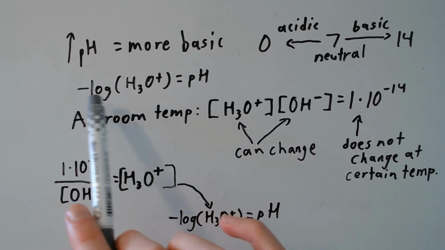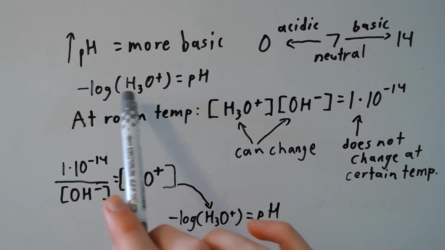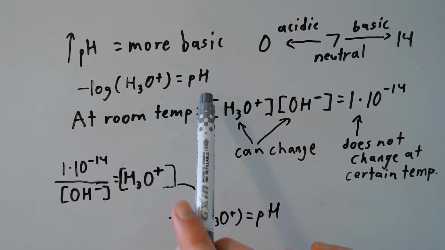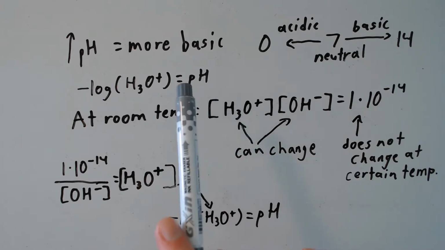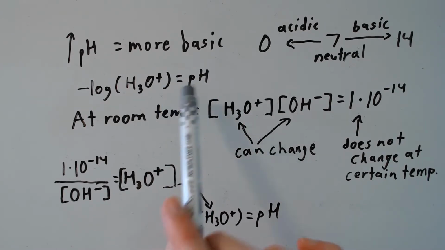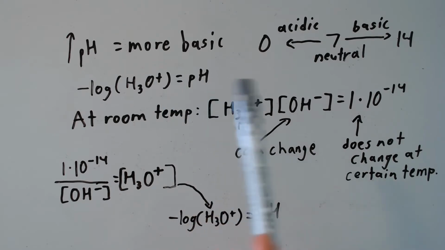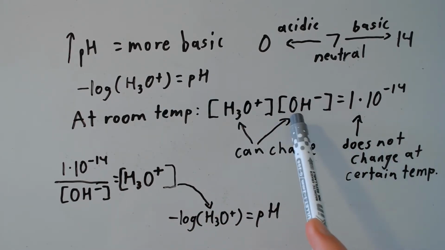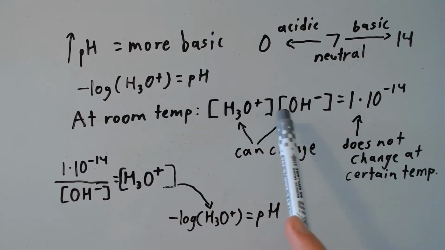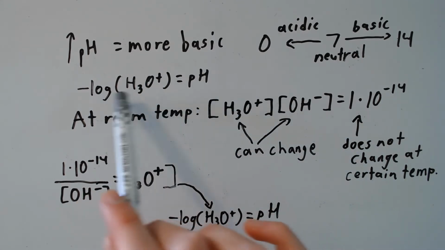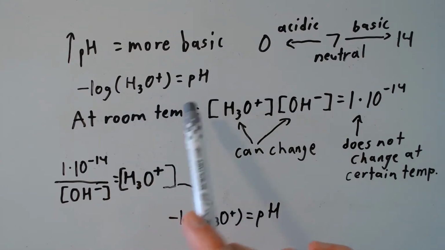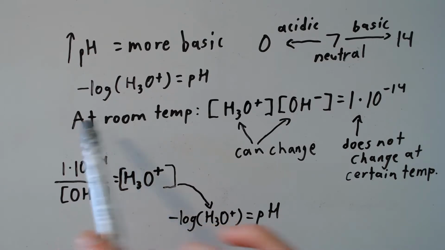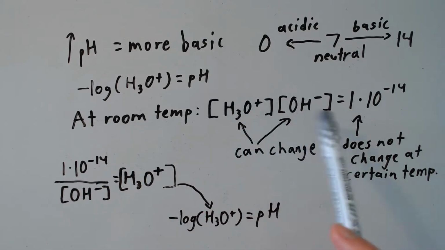We know that the pH formula is negative log of the concentration of hydronium ion, H3O+, which equals the pH. But in this reaction for the base, we only have these OH- ions that were produced. So how do we exactly get the pH if we only have OH- ion concentrations and not the concentrations of H3O+?